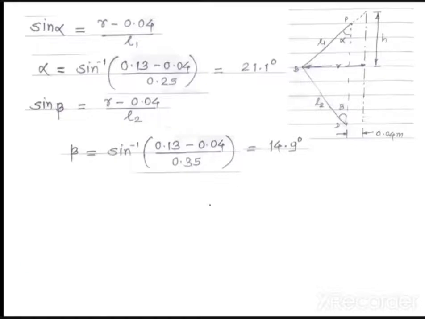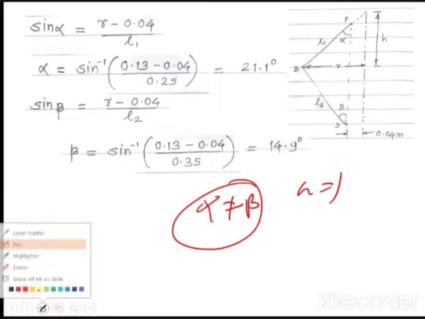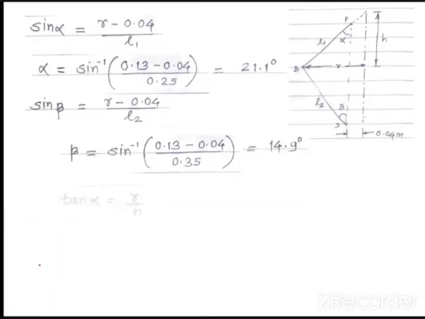So now see that alpha is not equal to beta. So q is not equal to 1. Now tell me, how will you find out q? First of all, find h. So tan alpha is equal to r upon h, right? So h is equal to 0.13 upon tan 21.1. From this I am getting the value of h. Have you understood how I find the value of h? Tan alpha is equal to r upon h.